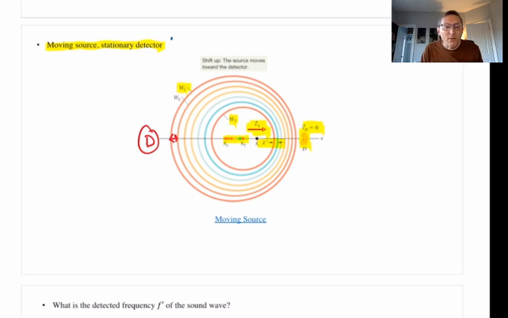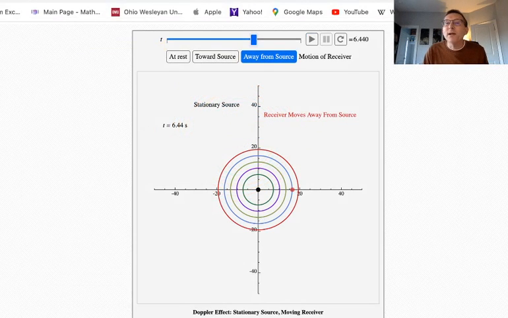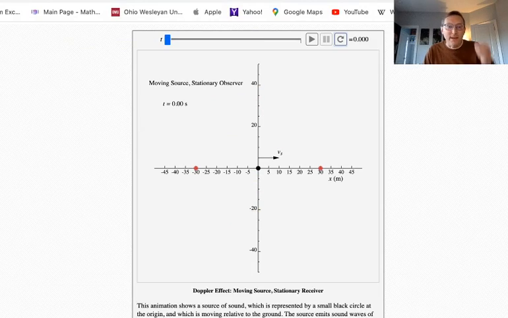All right, so now let me go into Wiley Plus and choose a different animation. Okay, again, we have a source represented at the moment by a black dot at the origin, and two receivers, each represented by red dots. One receiver to the right of the origin happens to be at x equals 30 meters, and another receiver to the left of the origin at x equals negative 30 meters.